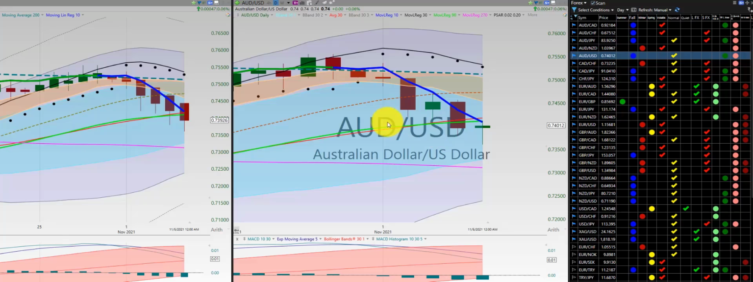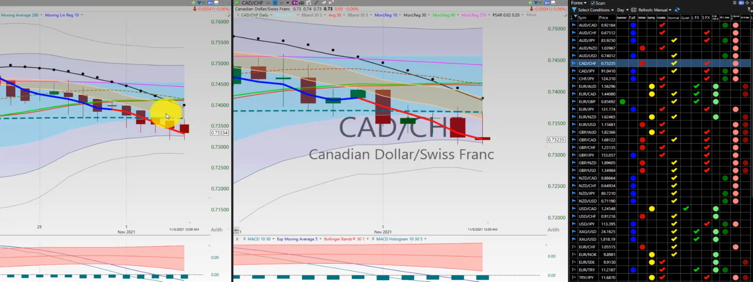Aussie dollar, US dollar, initial trade here, out for a loss here, went above the high of this candle, where I placed my stop. Initial trade here, out for a scratch here on Friday. Canadian dollar, Swiss franc, no trade here, Heikin actually not in agreement. Initial trade here, out for a loss. Initial trade here, out for a small gain.